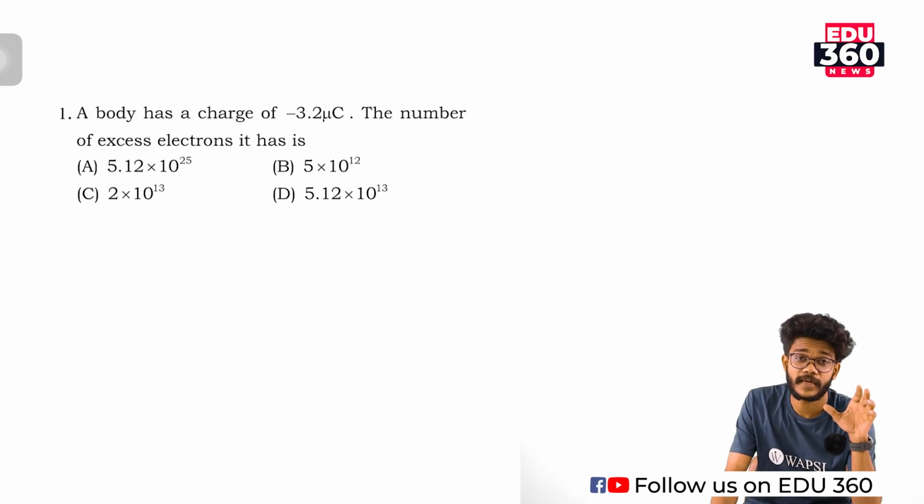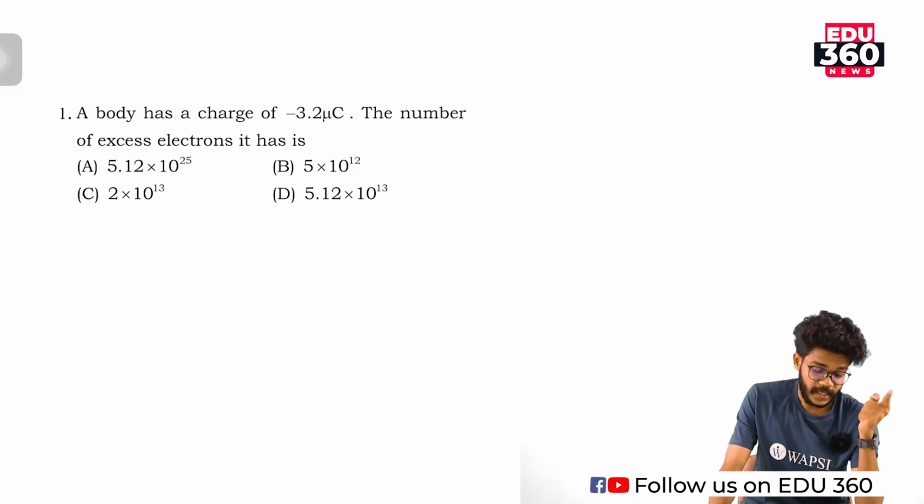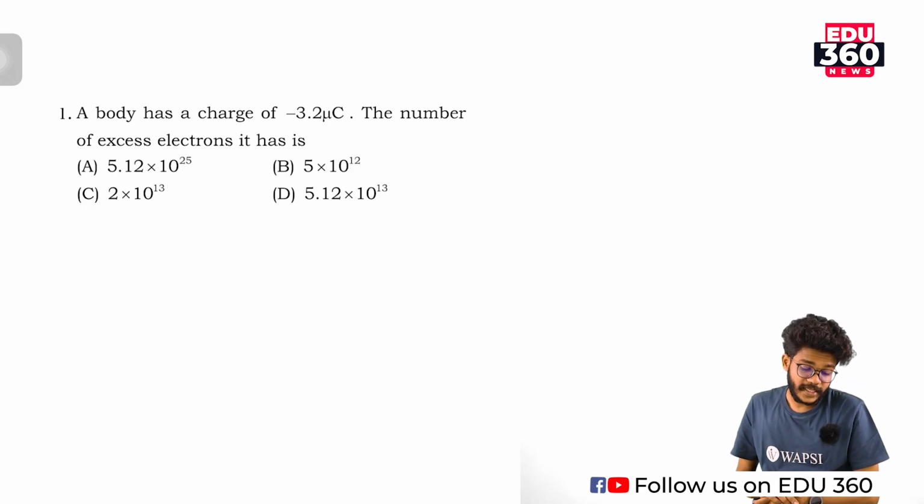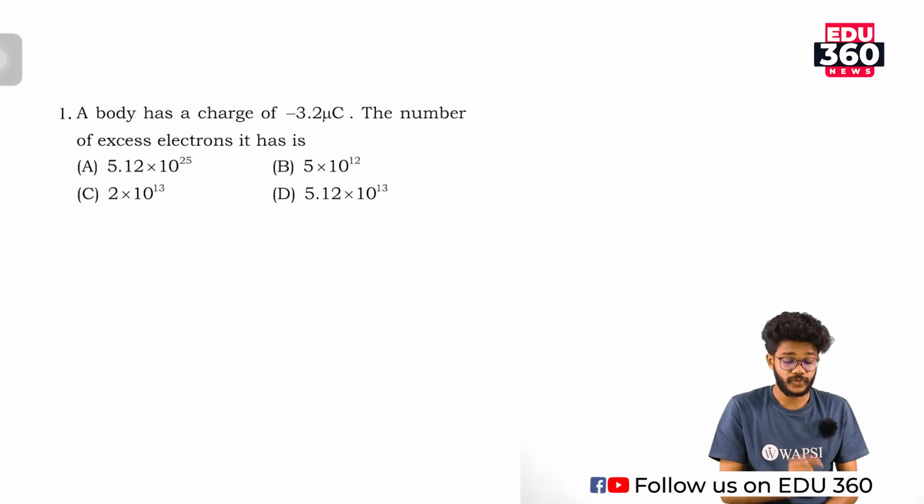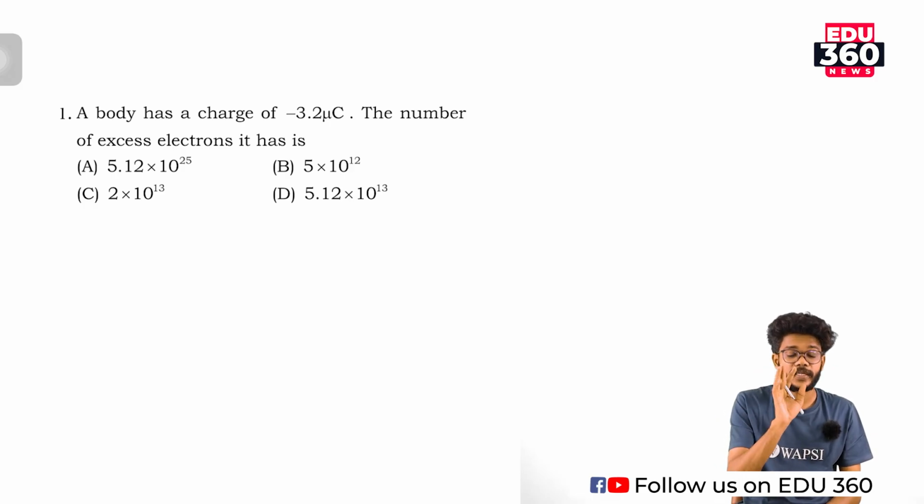From an exam point of view, this section, electrostatics, is very important. So we can move to the first question: a body has a charge of minus 3.2 microcoulomb. What is meant by micro? 10 raised to minus 6.